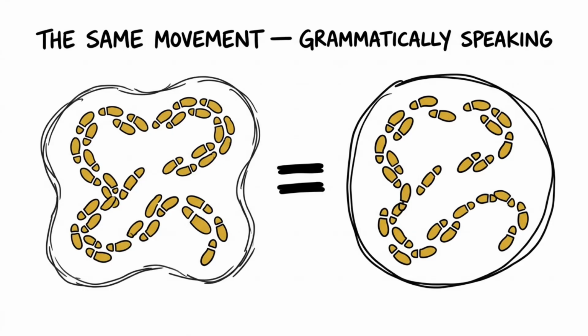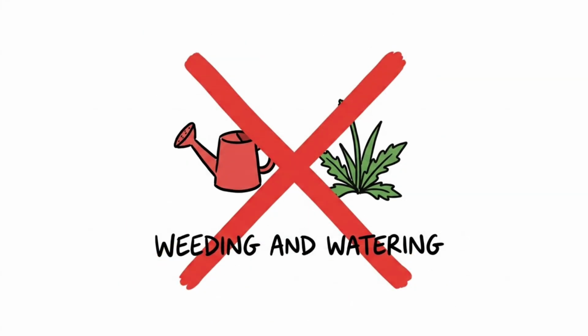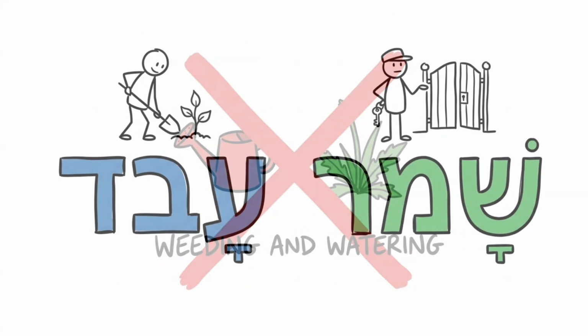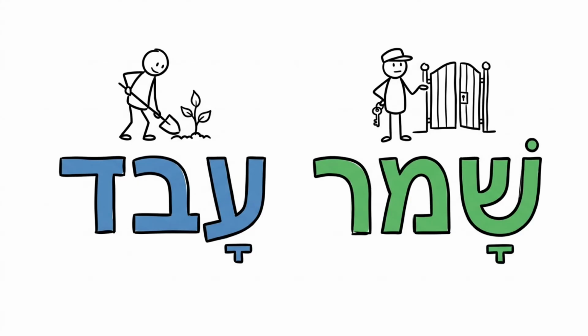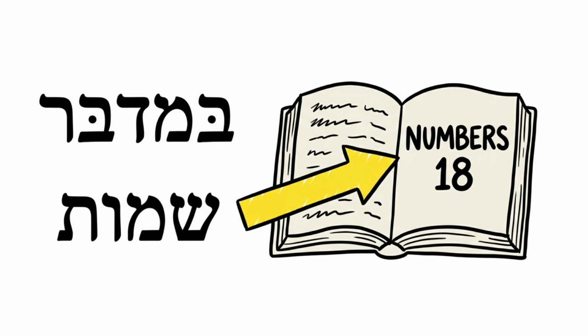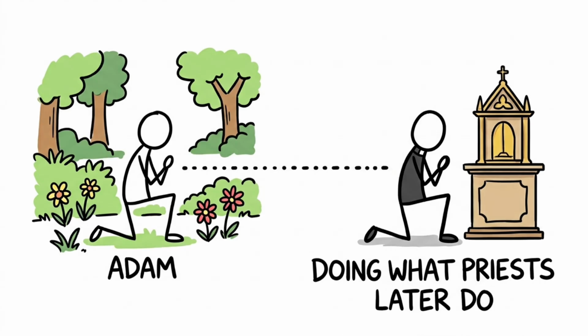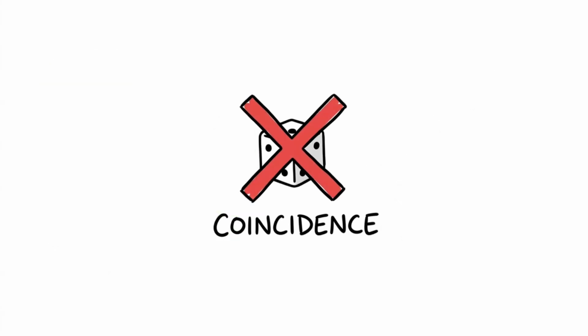And then look at what Adam is called to do. Genesis 2 says God placed Adam in the garden to work it and keep it. In English, that sounds agricultural, weeding and watering. But the Hebrew words for work and keep here are abad and shamar. And those two words appear together in a very significant place later in the Old Testament. Numbers 18, where God describes the role of the Levitical priests in the tabernacle: tend and guard the sanctuary. The same two words, the same pairing. Adam in Eden is doing what priests later do in the temple. This is not a coincidence.